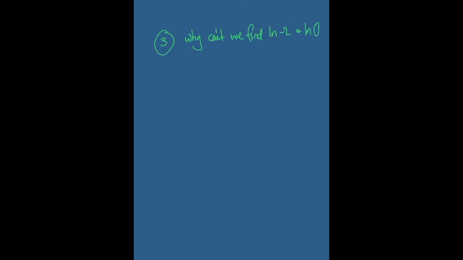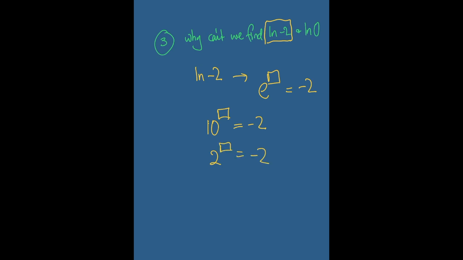This question is asking, why can't we find a solution to the natural log of negative 2? So what it's saying is, why can't we find a power of e that will give us negative 2? Well, this is the same answer for any base. We can't find a power of 10 to give us negative 2. We can't find a power of 2 to give us negative 2, because we cannot find a power that will give us a negative number.